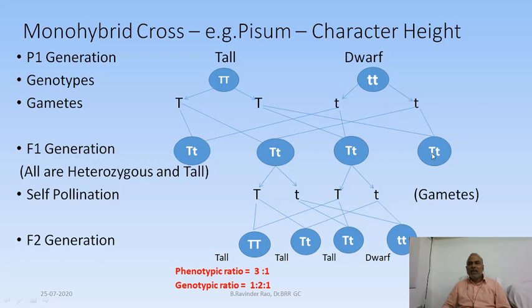Capital T, small t, capital T, small t. So, when Mendel took a tall plant and crossed it with a dwarf plant, in the F1 generation, first filial generation, he could get all tall plants. He wondered. So, he took two different plants, but he got only a single phenotype, that is tall.